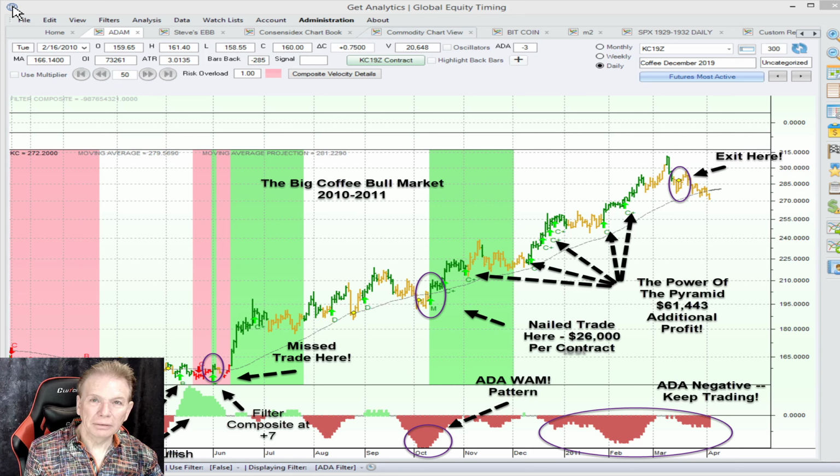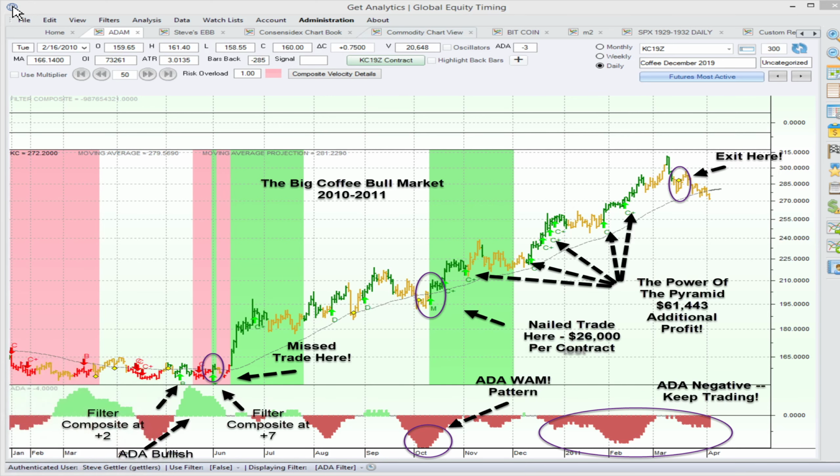Today we're talking about commodities, and yes, Virginia, you can trade commodities profitably with global equity timing and our tools of Adam and Ada, just like we do for stocks. So let's get right to the chart and take a look at coffee and how profitable trading coffee can be at the right moment in time.